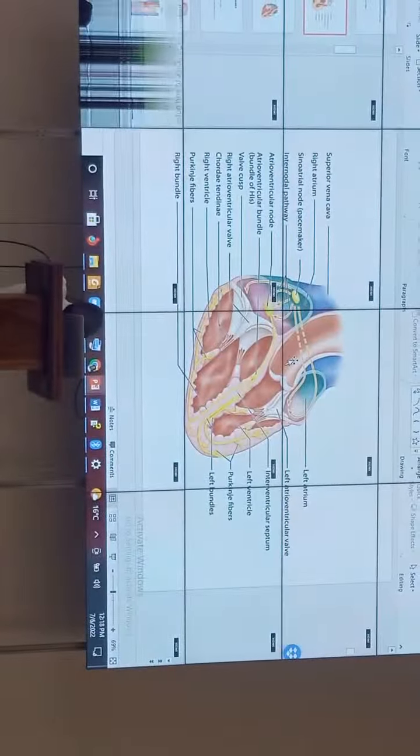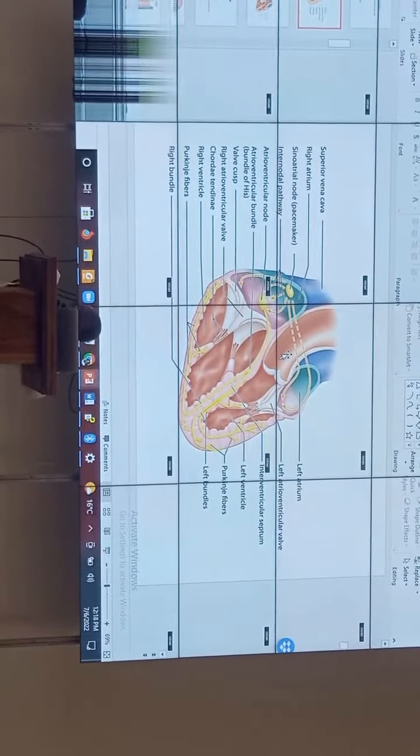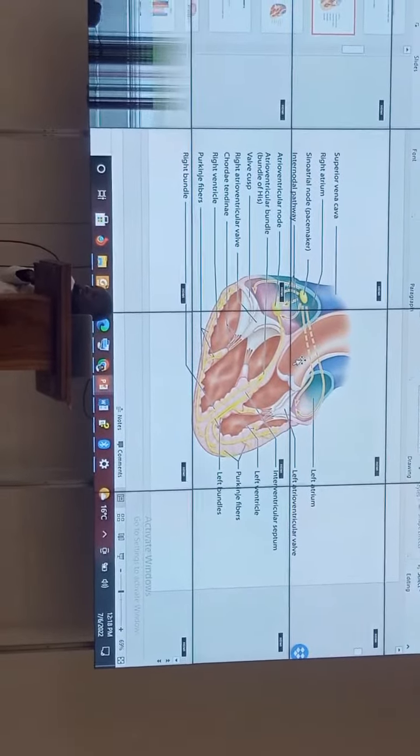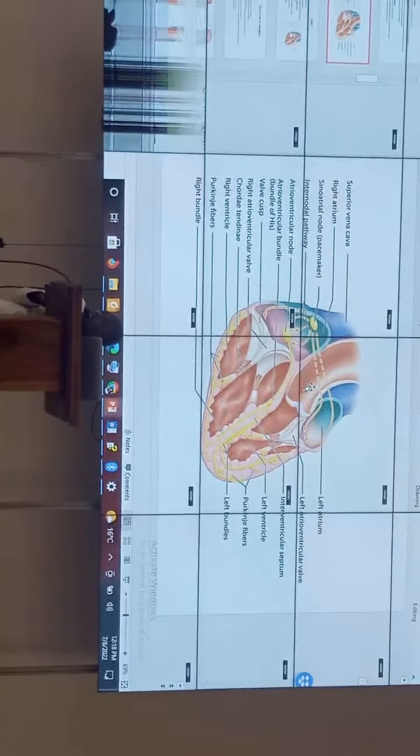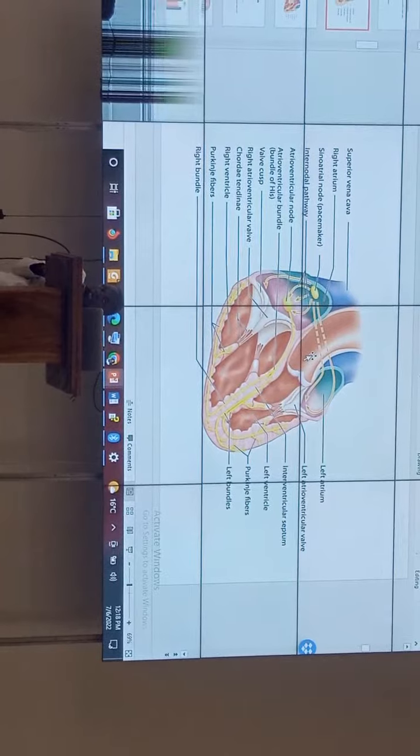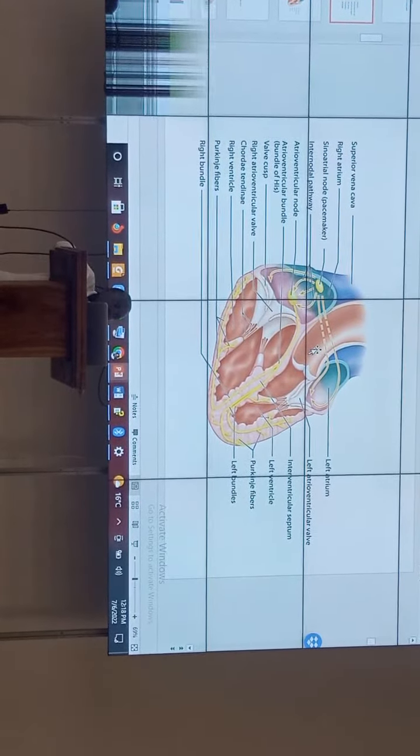There's something we talked about regarding cardiac muscle cells. We say that cardiac muscle cells act as a syncytium, isn't it? And what did we mean when we said syncytium? Anyone?